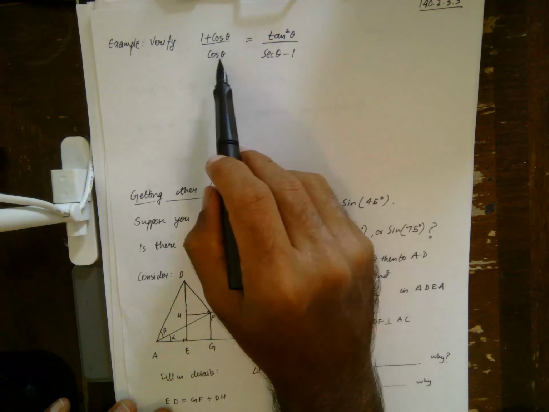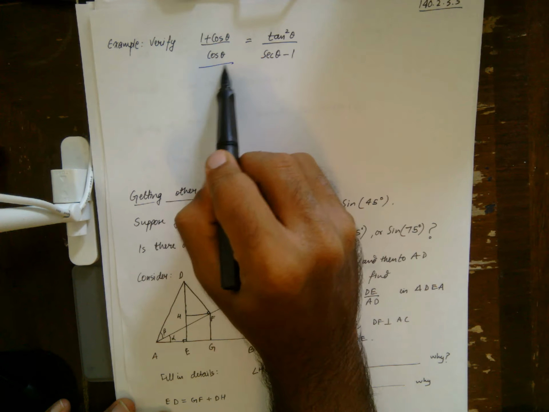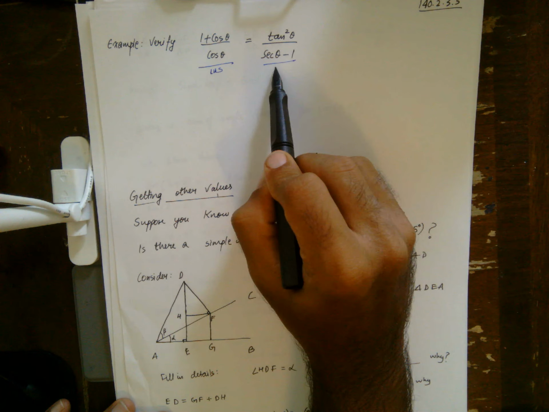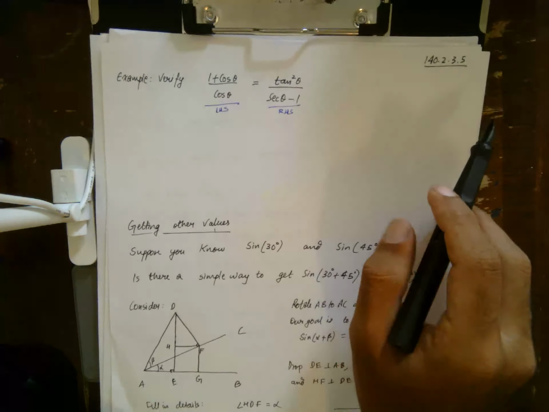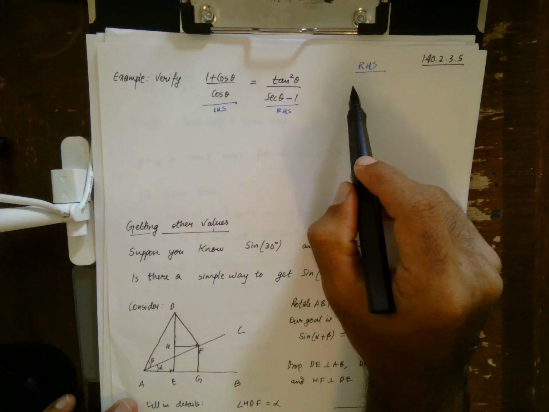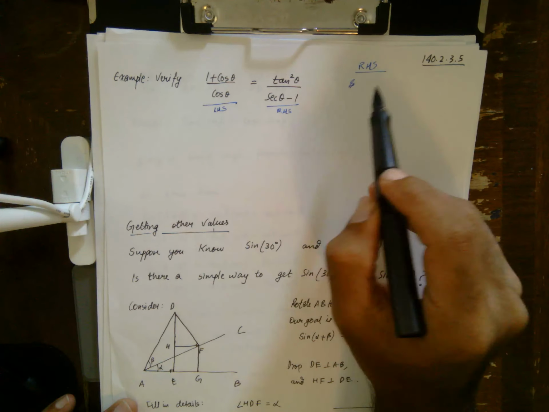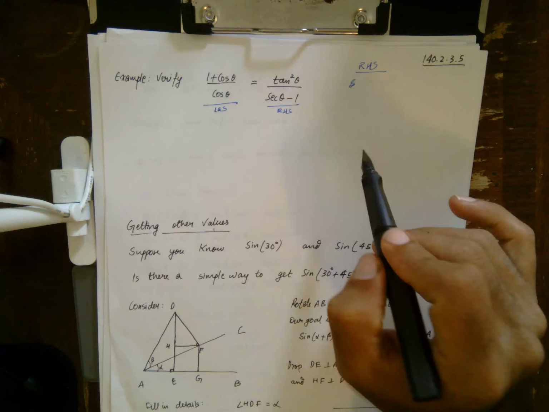Let's continue where we left off last time. Verify that this is true. Denote this LHS, RHS. Let's simplify RHS. So over here, again, there's more than one strategy.